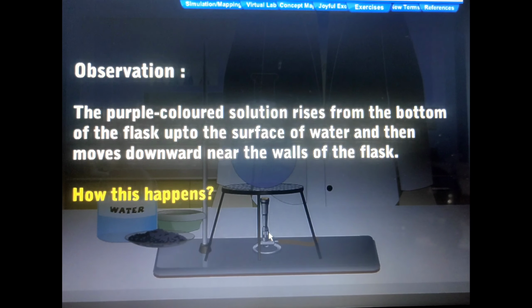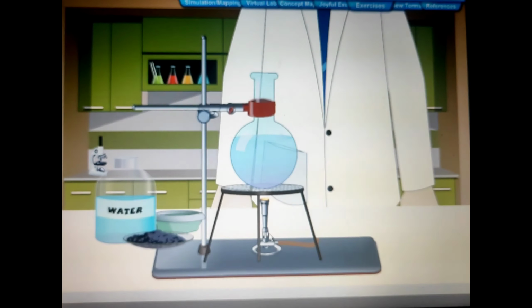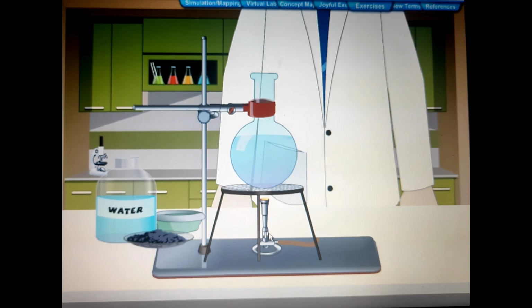How does this happen? Conclusion: when water at the bottom of the flask near the flame gets heated, it expands and becomes lighter. So, hot water rises upwards and carries heat to the surface. The colder water present on the surface, being heavier, moves downwards by the sides of the flask to take the place of hot rising water towards the source of heat. After some time, this water also gets heated and rises upwards, and colder water from above comes down again.